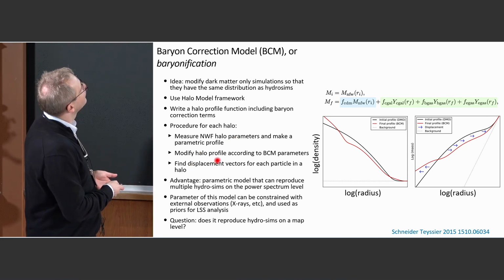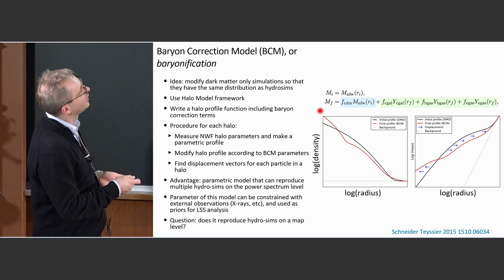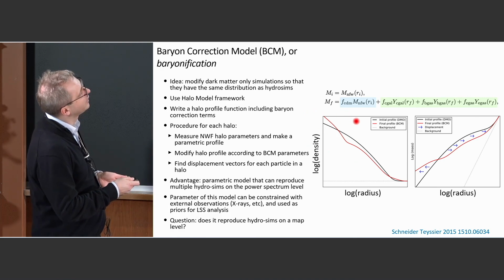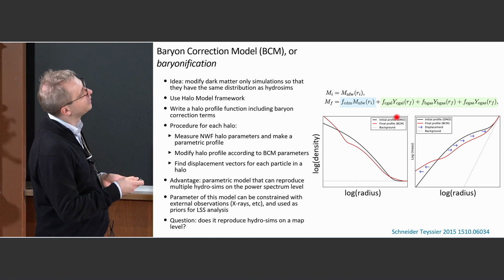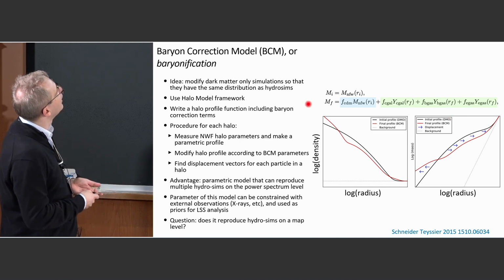And then we modify this profile using baryon correction model parameters. So this is the standard profile, the initial profile, dark matter only. And the final profile is this, this red one. And you can modify it with different parameters depending on your baryon feedback physics.